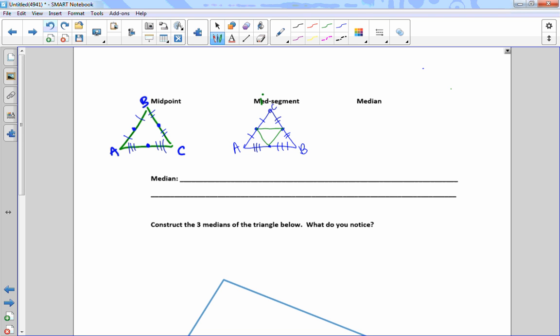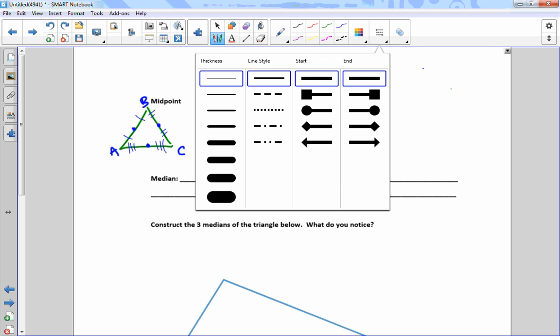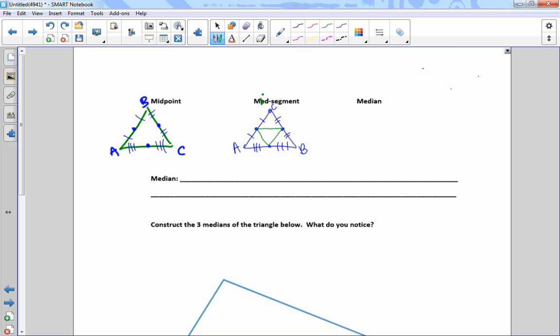Okay, today we're going to throw in a new one called a median. You've heard of median in statistics. What's median in statistics?